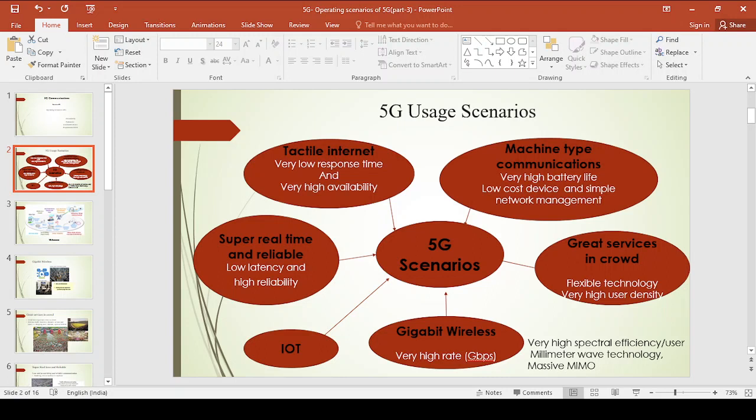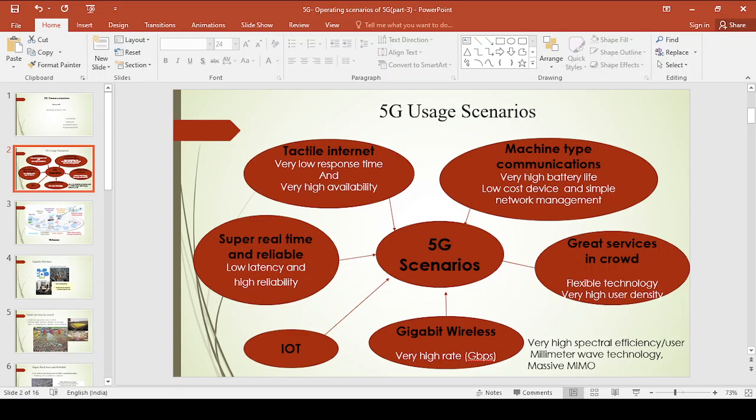One is that internet access is done by the user at very less delay time. That is one of the features of tactile internet. Another one is that through tactile internet, real time control of mechanisms can be done. That is one more feature of tactile internet, and it provides very high bandwidth. These are the features of tactile internet.